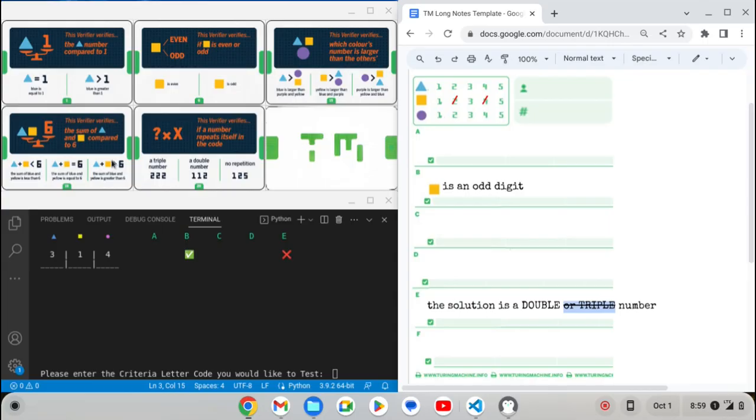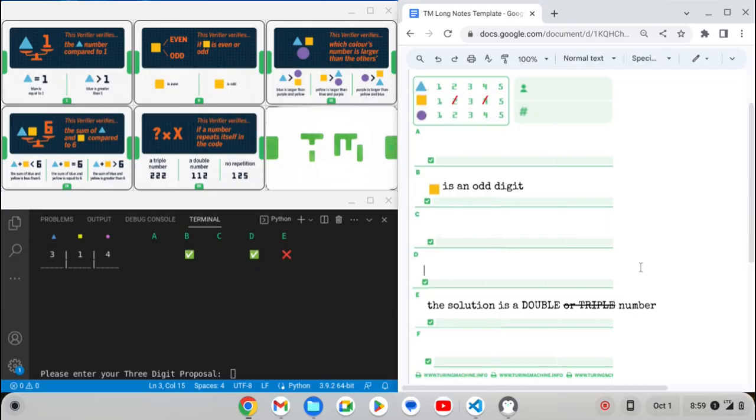Let's go ahead and test criteria card D. Oh, wow. Okay, so the sum of the first 2 digits is less than 6. Very interesting. Well, in my proposal, 3 plus 1 is 4, and 4 is less than 6. So yeah, it's true that the sum of the first 2 digits is less than 6. So let's go ahead and type that up again. That would be section D.